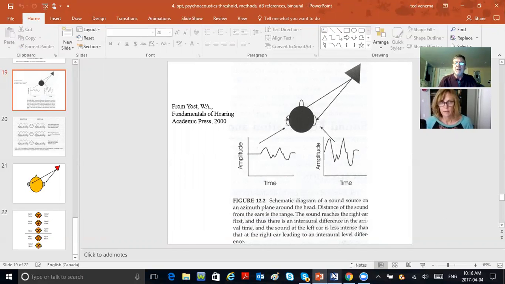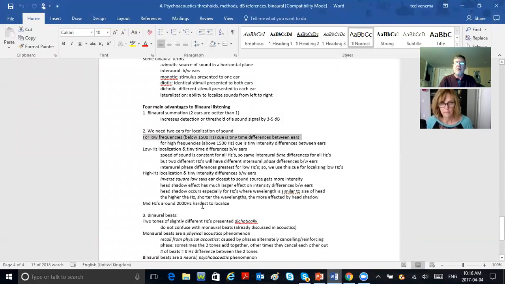Okay? Now, that's the directionality. Oh yeah, and the mid-frequencies around 2,000 hertz are the hardest ones to localize, because those little superior olivary complexes don't know which cue to use, intensity or time. They're mixed up. So sometimes they call that the cone of confusion. The hardest frequencies to localize are the mid-frequencies.